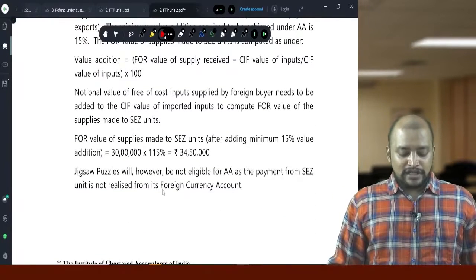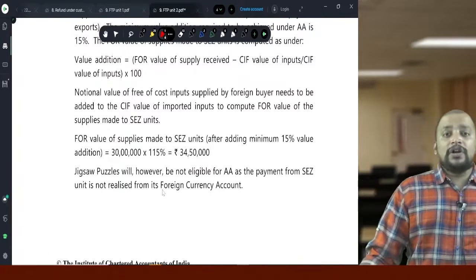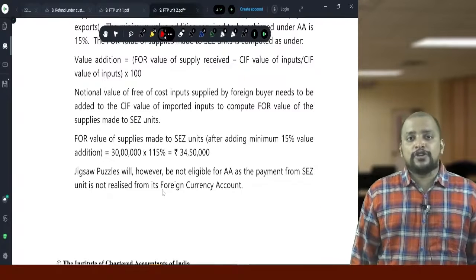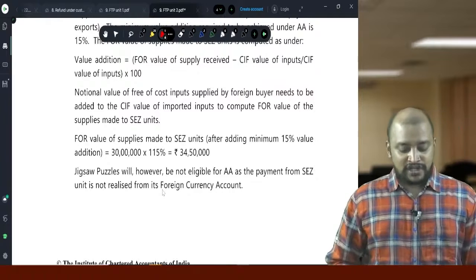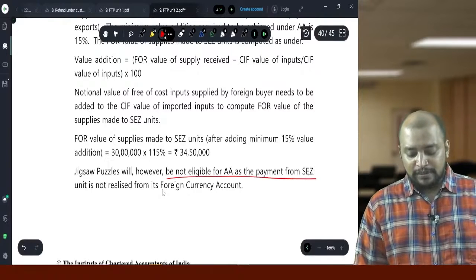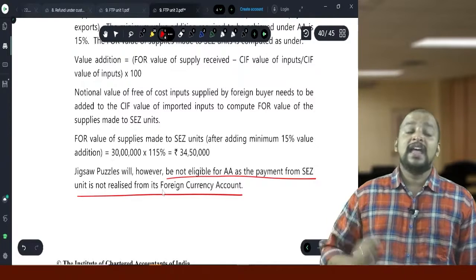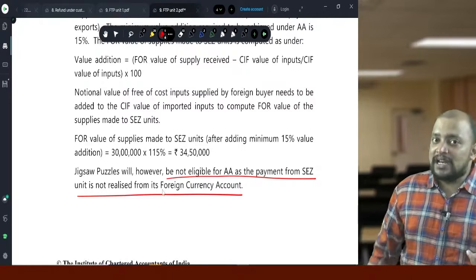So whether they should receive payment in foreign exchange: yes. Only in the case of an SEZ developer can the payment be received in Indian rupees, but SEZ units have to receive it in foreign exchange. However, they are not eligible for AA if the supply to an SEZ unit is not realized in foreign currency. For SEZ developers, it can be in Indian rupees.